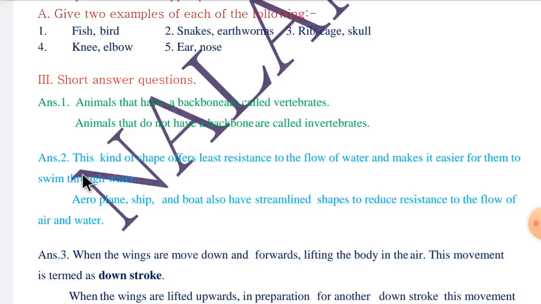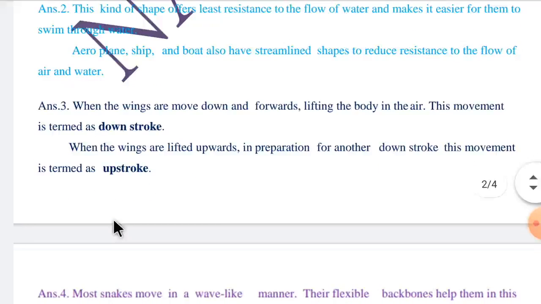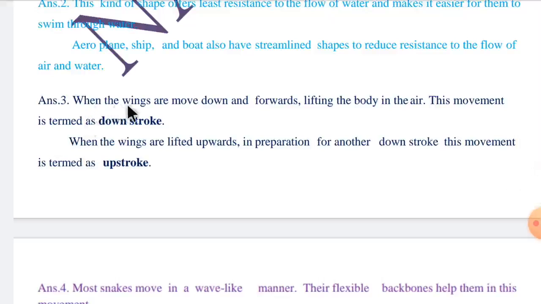Right. Let's see the third one: explain upstroke and downstroke movement in birds. What is upstroke and what is downstroke? When the wings are moved down and forwards, lifting the body in the air, this movement is termed as downstroke. जब वो अपने विंग्स नीचे कर देती है और आगे बढ़ने लगती है और लिफ्ट करती है अपने पूरे बॉडी को हवा में, that movement is downstroke.